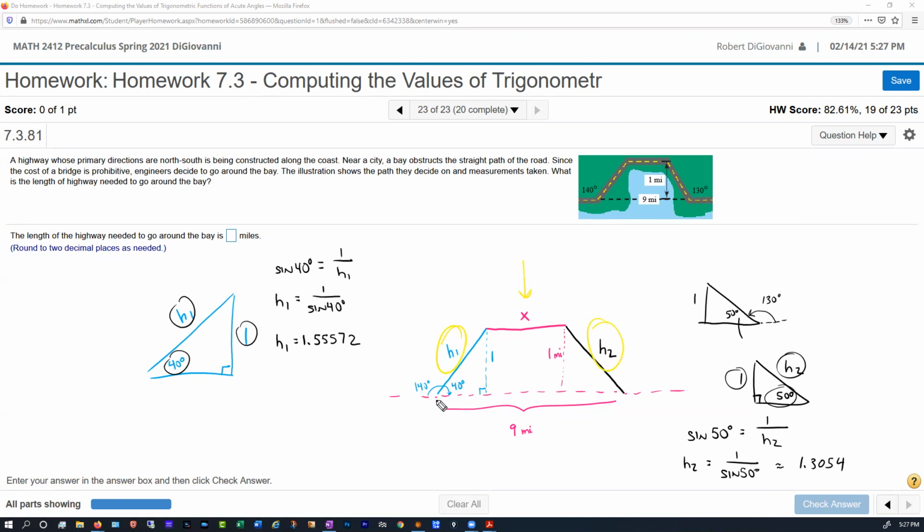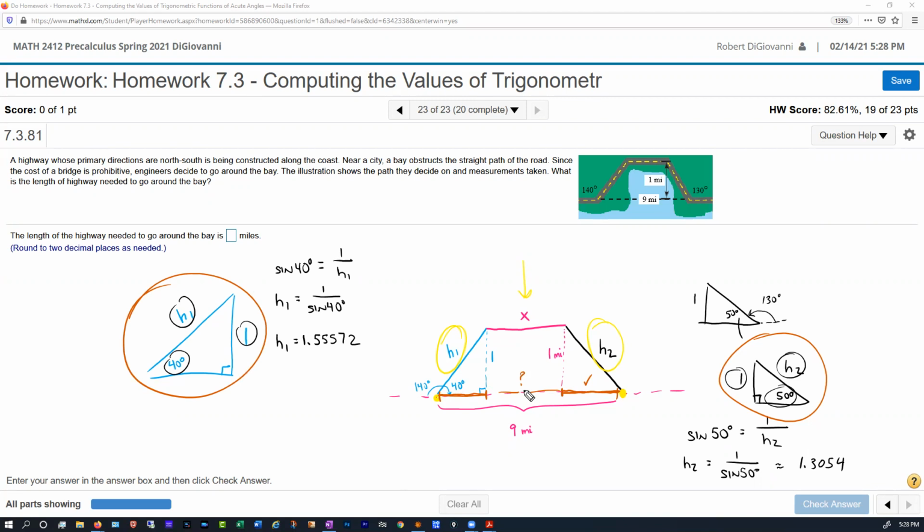Now we know that the whole distance from here to here is 9 miles. Because we actually have right triangles here, I should be able to find that distance off of this triangle, and I should be able to find this distance here off of this triangle. That means I would then be able to find this distance in between, because if the total is 9, this plus this would be 9. If I know this and I know this, I just take those, subtract from 9, and I get this. So let me do this.